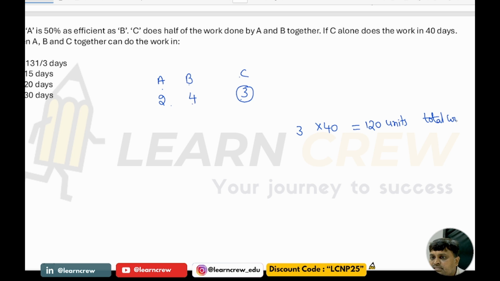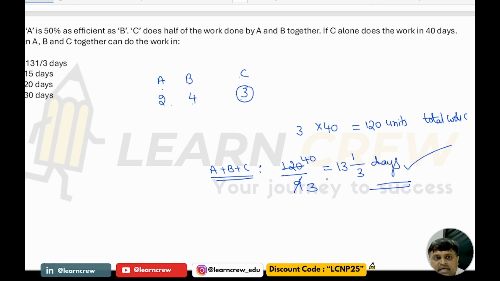Now the question is, A, B, C together can do the work in how many days? A can do 2, B can do 4, C can do 3. A plus B plus C together have to complete the total work of 120 units at the rate of 9 per day. So how much time does it take? 120 by 9, you can say it is 40 by 3. 3 13s are 39, 1 by 3. 13 and 1 by 3 days is the answer. So the answer is option A. I hope it is clear.